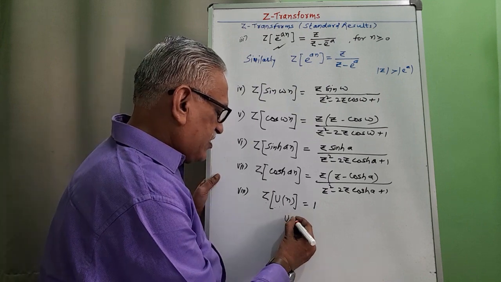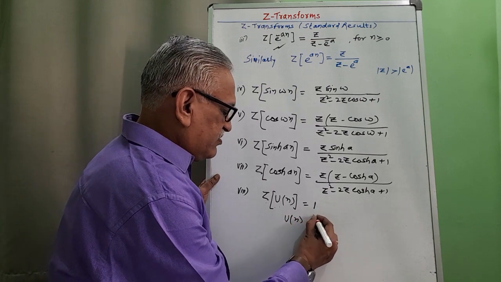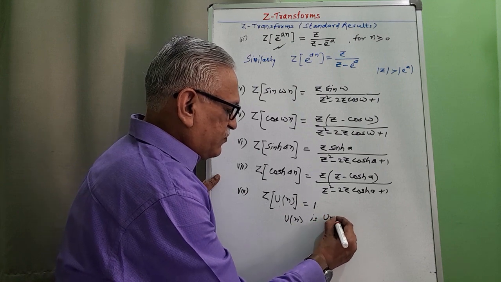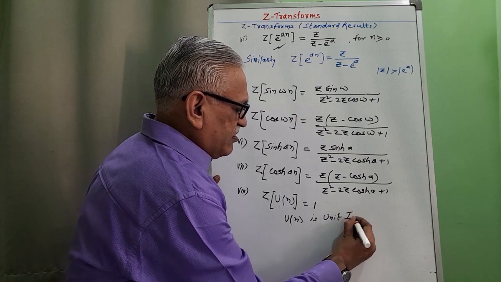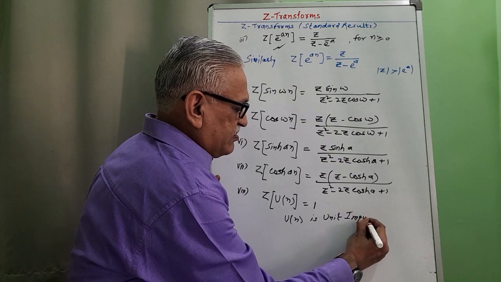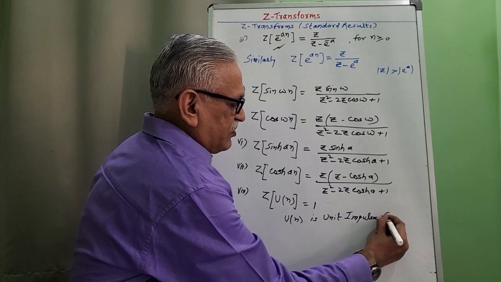That capital U of n is the unit impulse function.